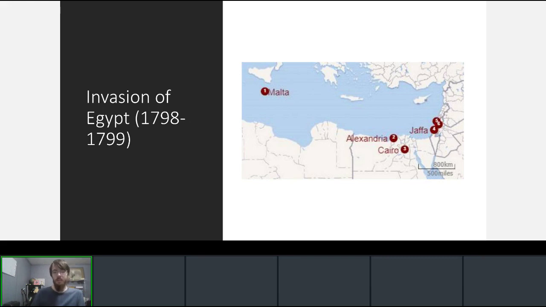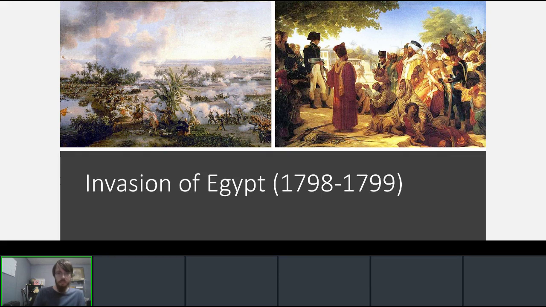On the way there, they stop in Malta, and he overthrows the Knights Templar, who have been running the government there for centuries, basically one of the last Crusader states. And then he continues down to Egypt. And he's going to successfully conquer Egypt as well as fighting into parts of Syria.